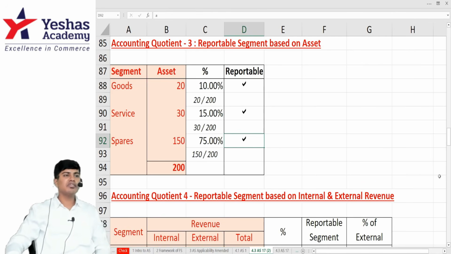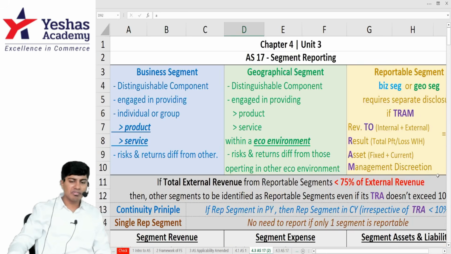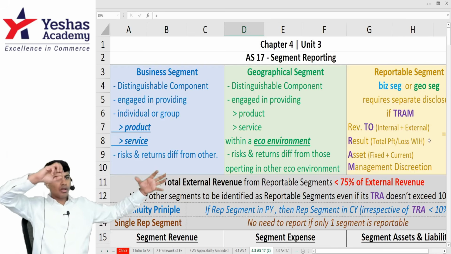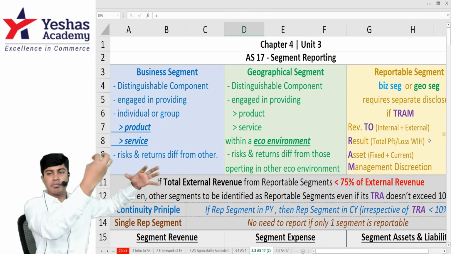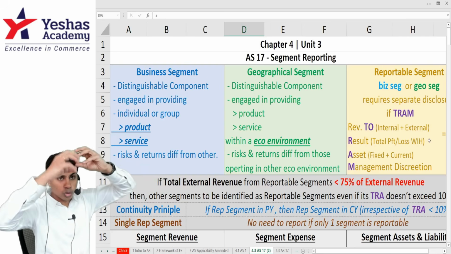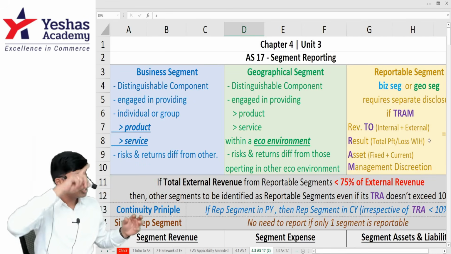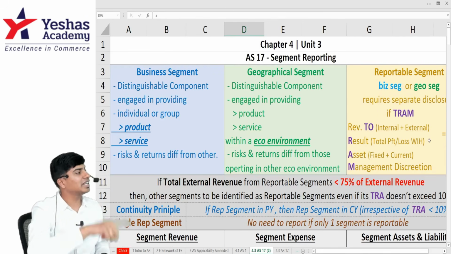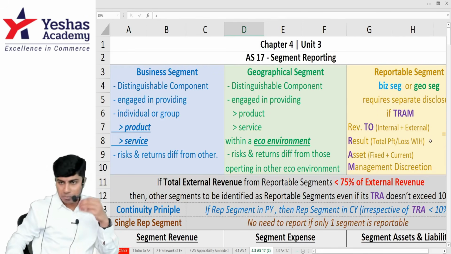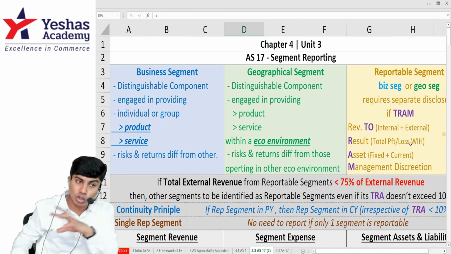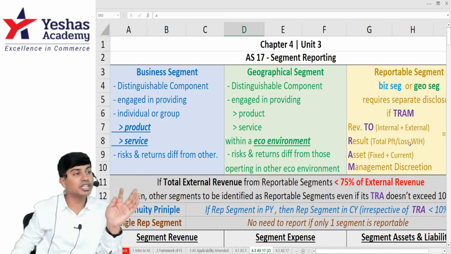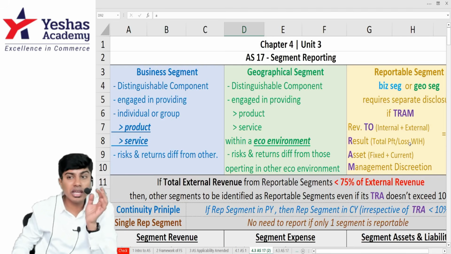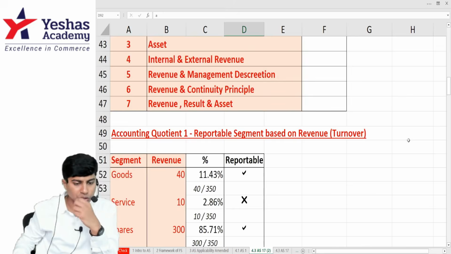Got it? When we spoke about turnover, in the bracket I had given one word: internal plus external. What is internal? What is external? In one company, there are 3, 4 departments. One department sells goods to another department: internal. One department sells goods to an outsider: external. Internal sales are also considered, and external sales are also considered. When we check 10% or more, we should check turnover in total, not only external. On that, we'll do one question so that you understand.